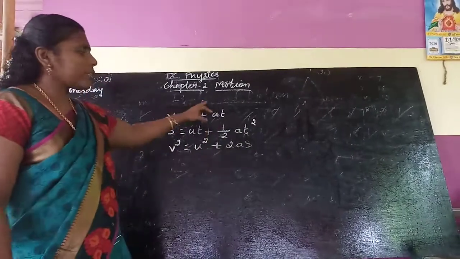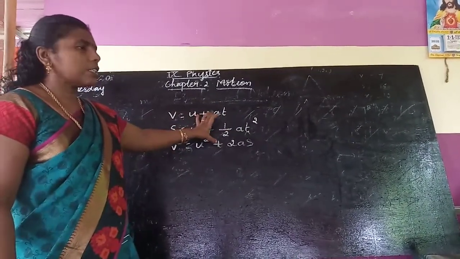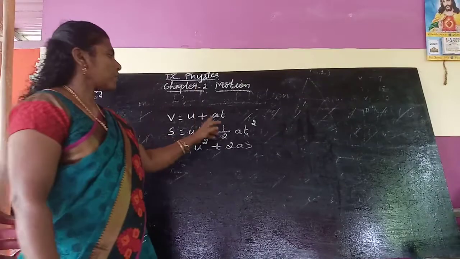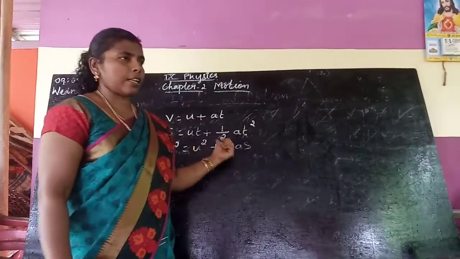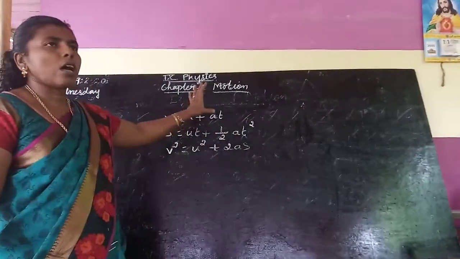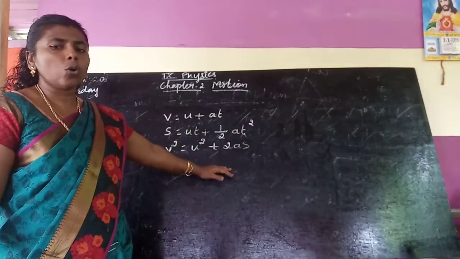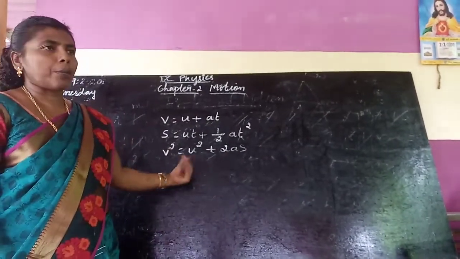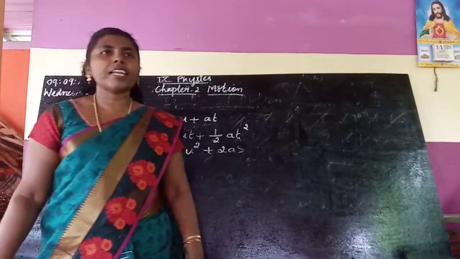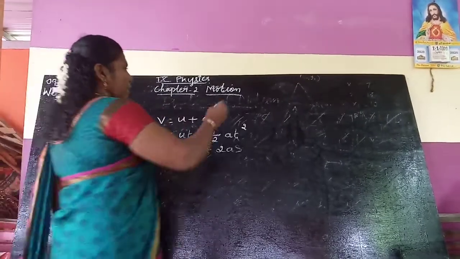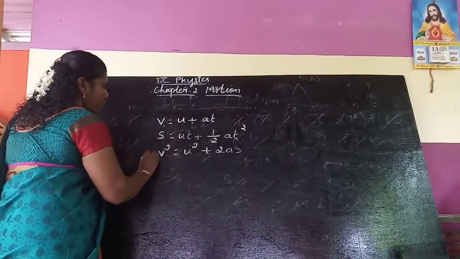Okay, all the students know this, and you have learned these three equations. When asked, you have to answer these three equations. This all we learned last class. Now today we are going to learn about the motion of freely falling body.